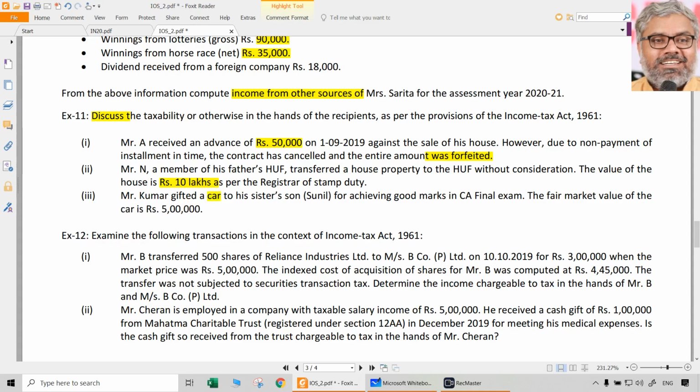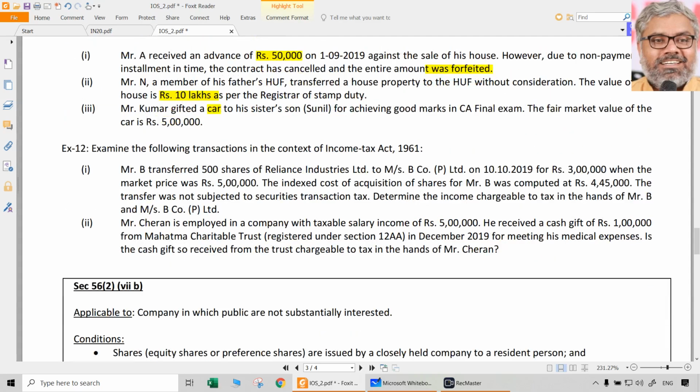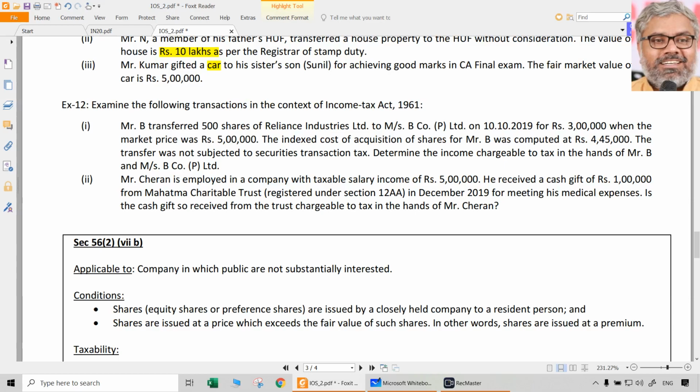See, whenever we see a car, automatically nothing is taxable, whatever the reason may be, whether it is given to sister's son, nephew, whatever, for achieving good marks in CA final exam, whatever it is, fair market value, whatever it is, doesn't matter. All the information is useless. Car is not a property, hence it is not a taxable gift. That's all. Next, question number 12.